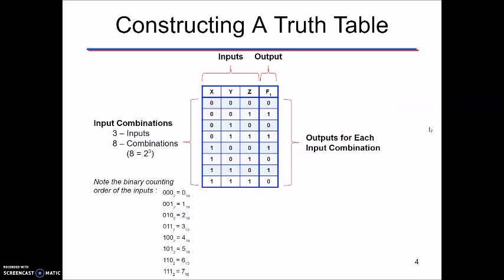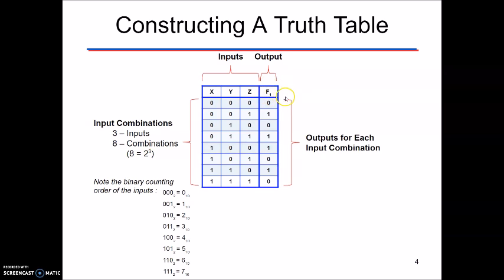So if you look at this, this is a format for a truth table. We have the inputs X, Y, and Z. They're in binary order starting 0, 0, 0, 0, 0, 1, and in counting order from there. So for input combinations, we have 3 inputs and a total of 8 combinations, and that's determined because 8 equals 2 to the third.